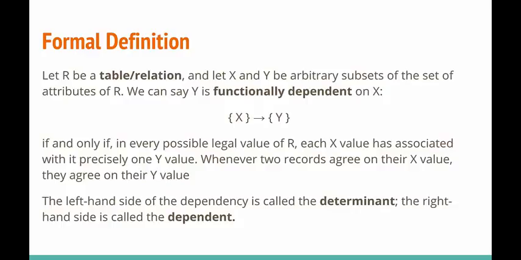The left-hand side of the dependency is called the determinant. The right-hand side is called the dependent. Now this is a fancy way of saying that everything in the table should be a fact about the key, the whole key, and nothing but the key. If we have a well-designed table, everything on the right-hand side, the dependents, should be all of the non-key fields. The only thing that should be on the left-hand side, the determinant, should be the primary key, whether that's a single attribute or whether it's a composite primary key.